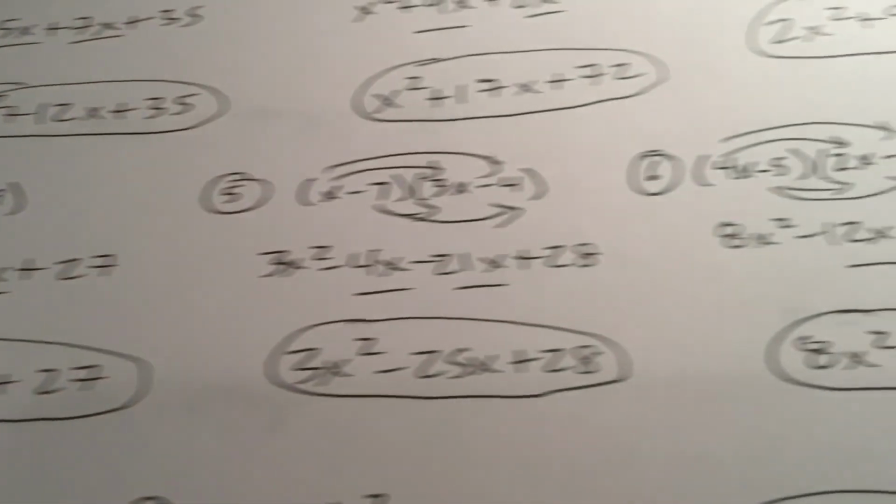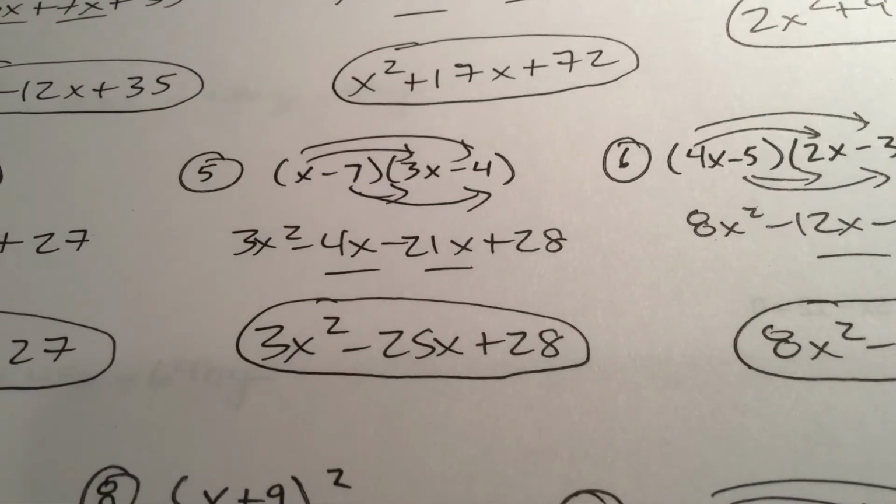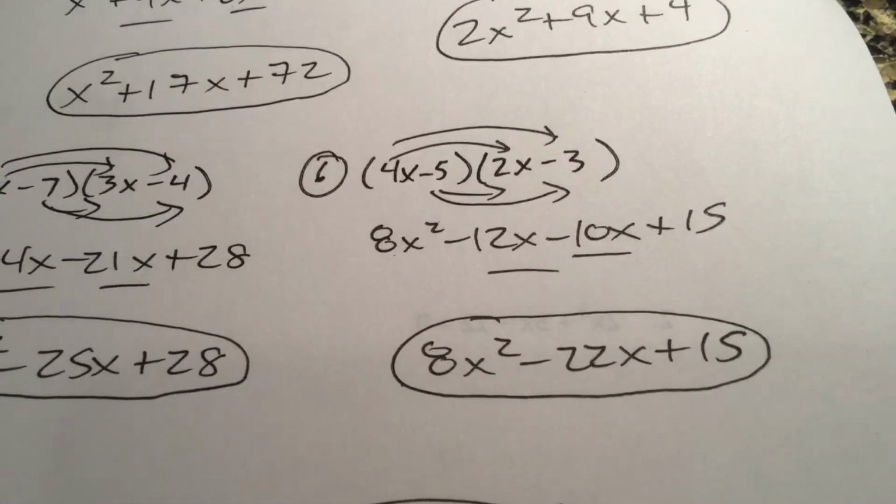X times x is x squared. X times 3x is 3x squared. X times negative 4, negative 4x. Negative 7 times 3x, negative 21x. Negative 7 times a negative 4 is 28. On this next one, 4x times 2x is 8x squared. 4x times negative 3, negative 5 times 2x, negative 5 times a negative 3.